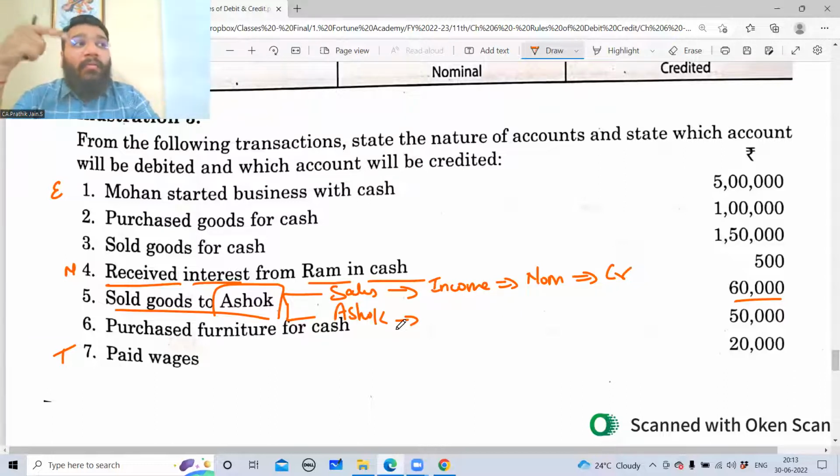Technically, in accounting, what do we call a customer? In one word, we've learned a new name: debtor. In accounting, what do we call a customer? Debtor. So debtor is coming under which category, which quadrant?